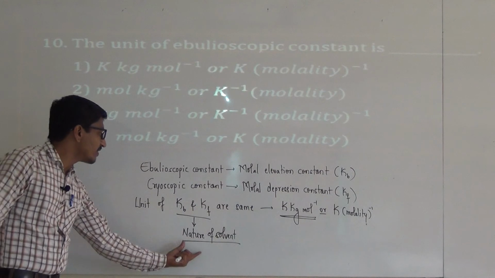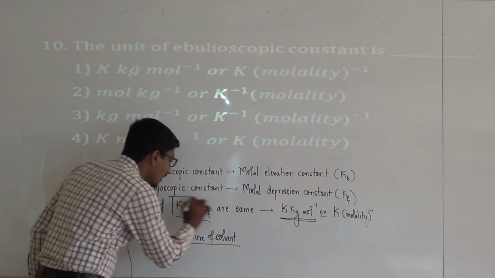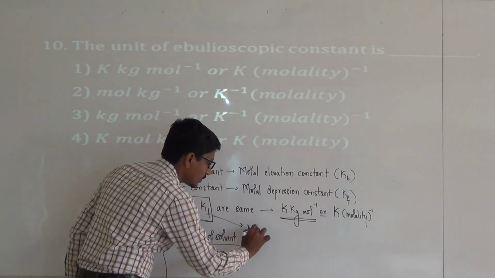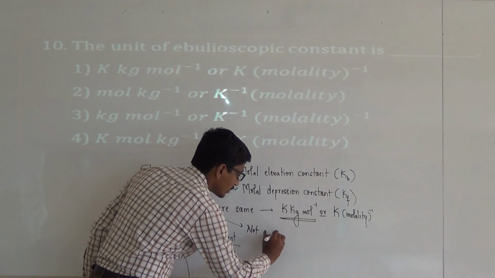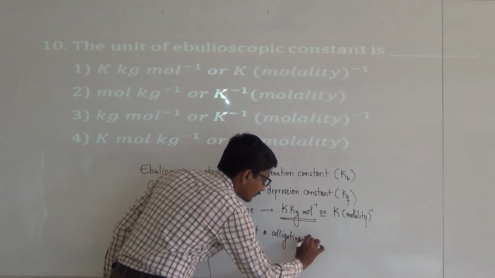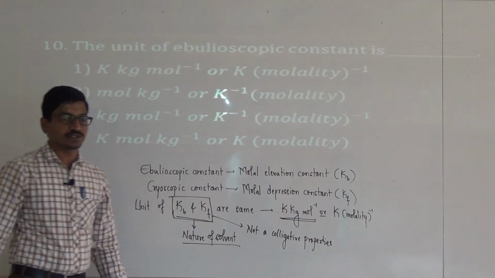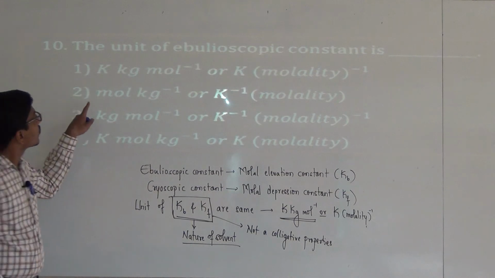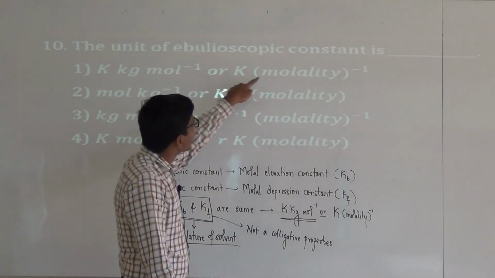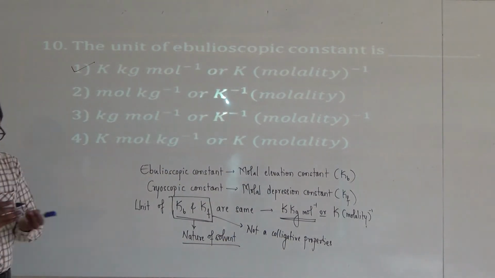Different solvents have different Kf as well as Kb values, and these two are not colligative properties. These are not colligative properties, and the correct option is Kelvin kg per mole or Kelvin per molality. First option is the right one.